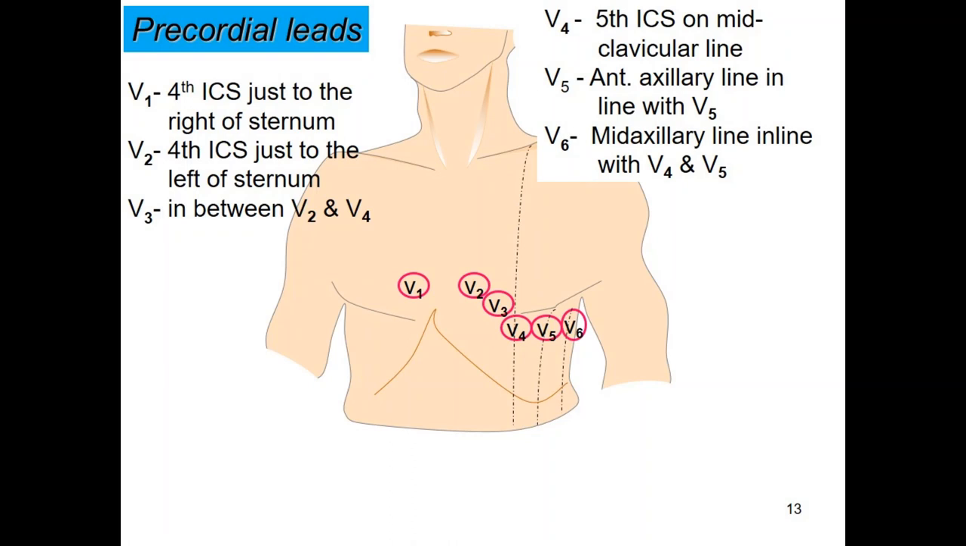Then you place V4. First you do V4. Fifth intercostal space on the midclavicular line. Draw a line from the midclavicle.